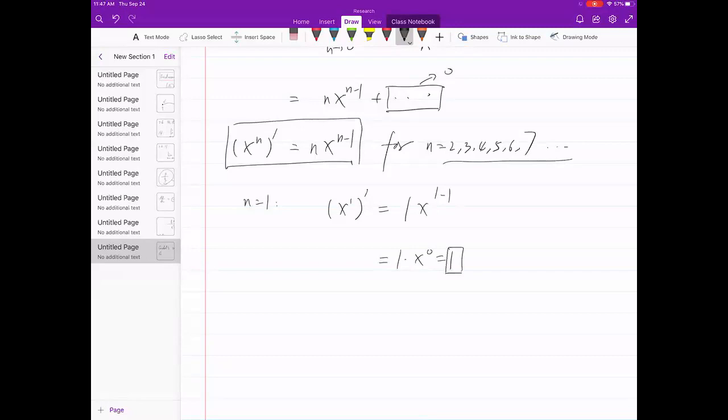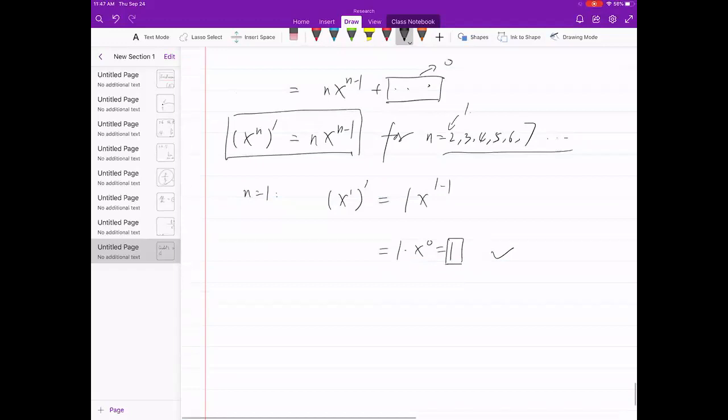Is this the right answer? We just did it, remember? For a line, it's the same as a slope. This is correct. So we can add this one to the collection. It works for 1.